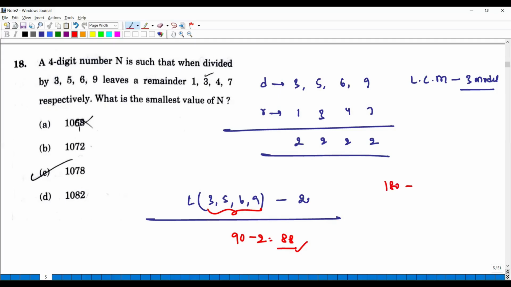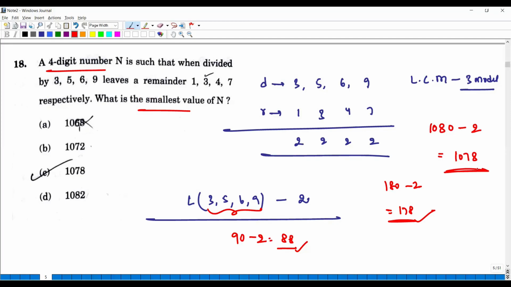Then after, 180 minus 2 is 178. So these are all the numbers, but he's asking for a 4-digit number and that too the smallest value. So the 4-digit number divisible by 90 after 1000 is 1080, then you subtract 2. It's going to be 1078.